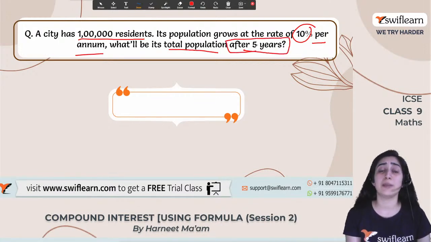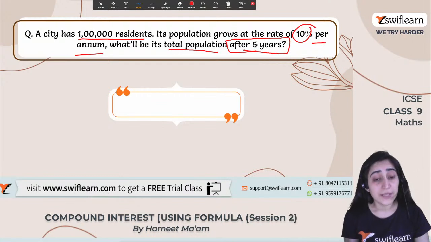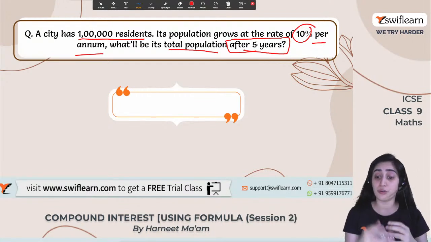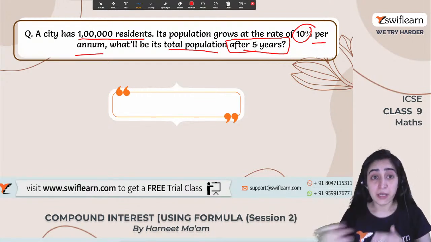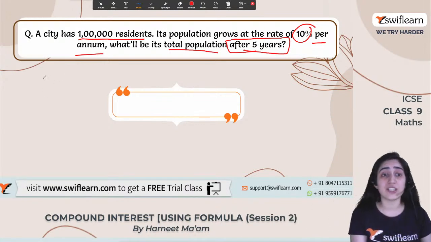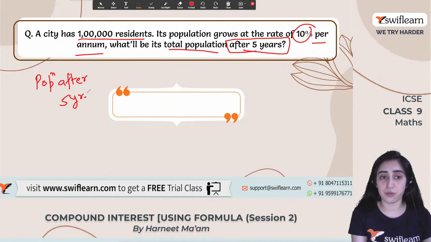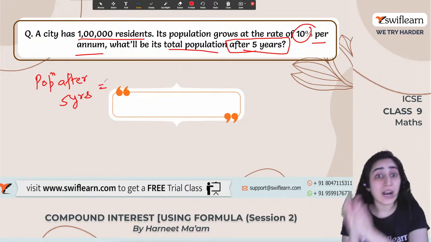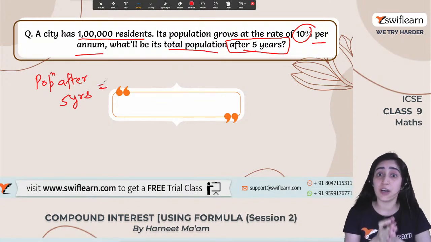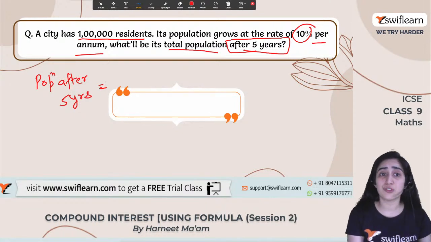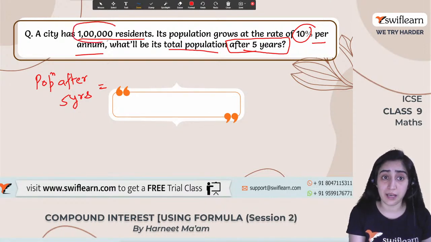So 5 years के बाद कितनी population होगी? So what are they trying to know? They want to know the population after. तो अगर after की बात करते हैं तो हमें क्या चाहिए होता है? Population. Okay, I am putting a short form. Population after 5 years. This is what they want to know. तो अगर after की बात करें तो मुझे पहले का क्या होगा, आज की value पता होना चाहिए. Simple. So have they told me the present value? They have. That is 1 lakh.